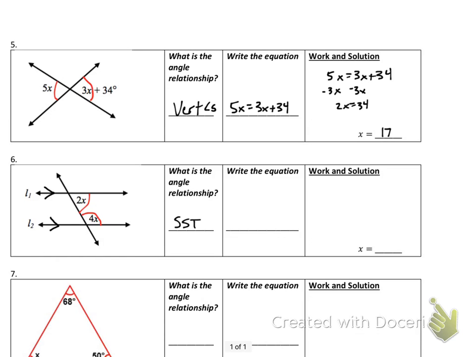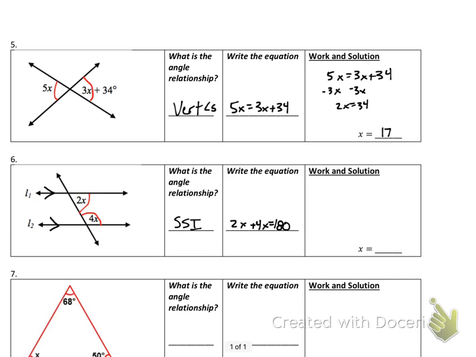Same side interior. So a lot of people are able to get that. Actually, that's not really the problem, typically. The problem is that people forget if this is congruent or supplementary. We all know it's what? Supplementary. Very good. So our equation should be 2x plus 4x equals 180.